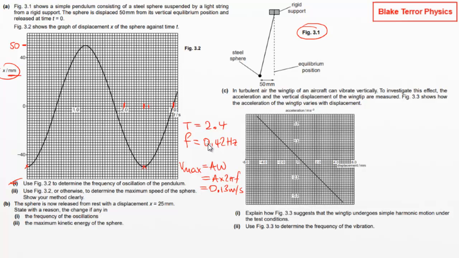But that fits because we're going to have 0.042 multiplied by 3 and a bit. So that comes out at 0.13, a bit of a sanity check on that. So again, standard simple harmonic motion stuff here, these sort of formulae that you'll get used to once you've done more and more of these questions. Right, the sphere is now released from rest with a displacement of 25 millimeters. They've dropped it down to half the maximum displacement, half the amplitude. State with a reason the change, if any, in the frequency of the oscillations.